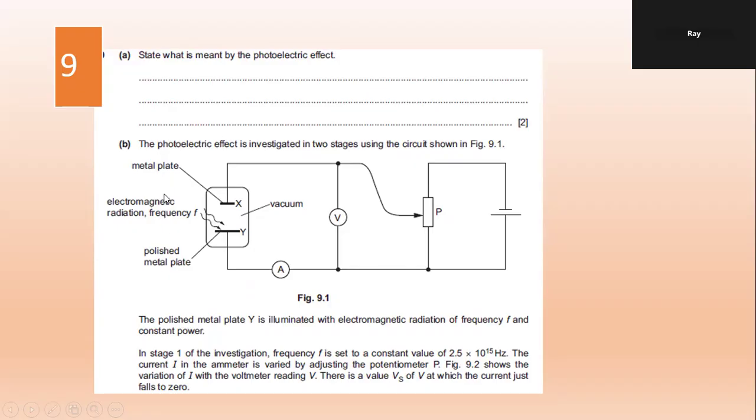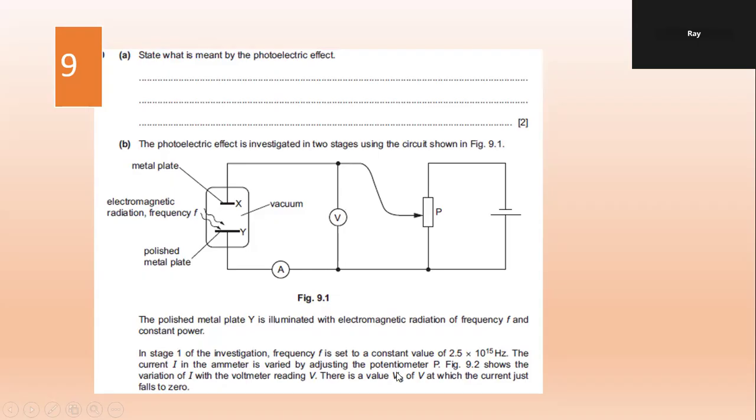That is your electromagnetic radiation, frequency f, constant power. In stage 1 of the investigation, the frequency is set to a constant value. That's the frequency. Frequency is constant. The current I in the emitter is varied by adjusting the potential difference. That's the potential difference. You can change that. Measure the current. Figure 9.2 shows a variation of I with voltmeter reading. That's your voltmeter reading.